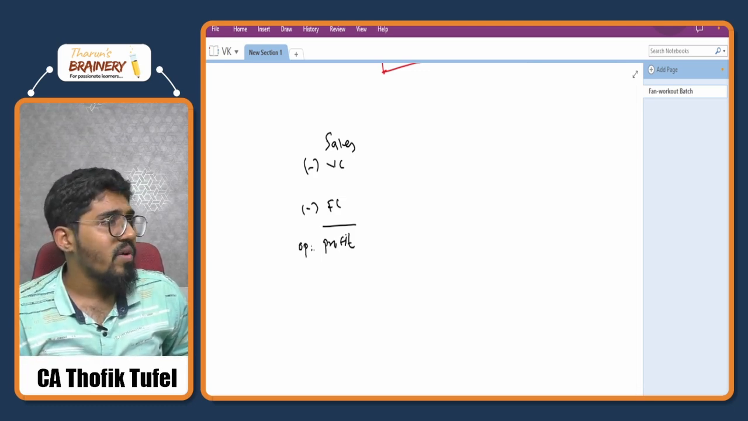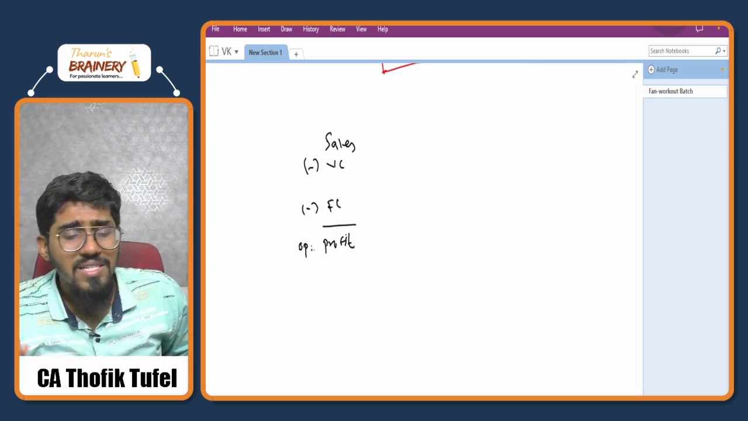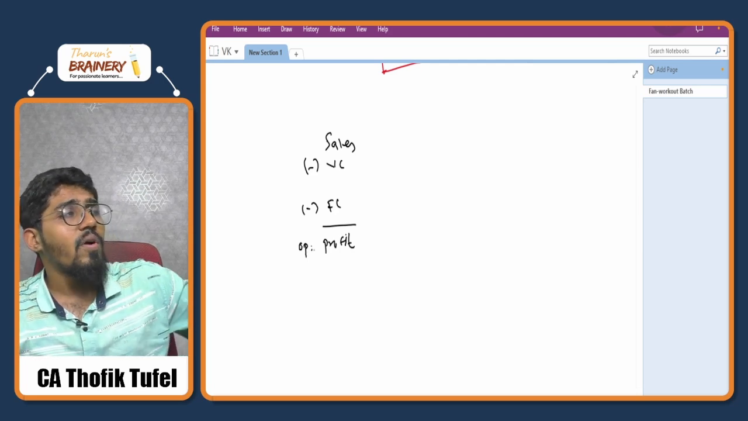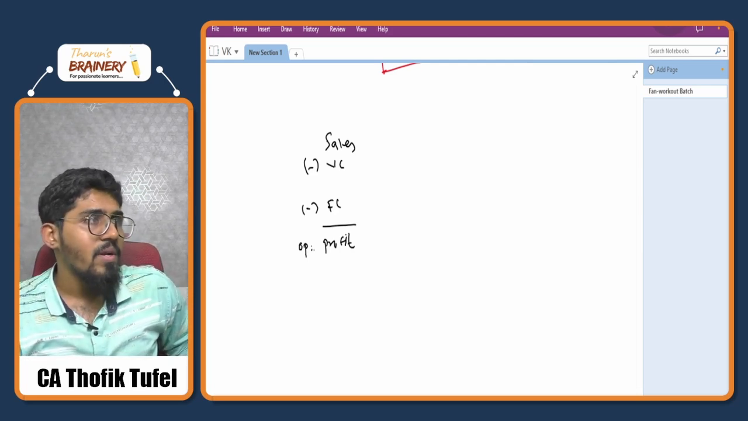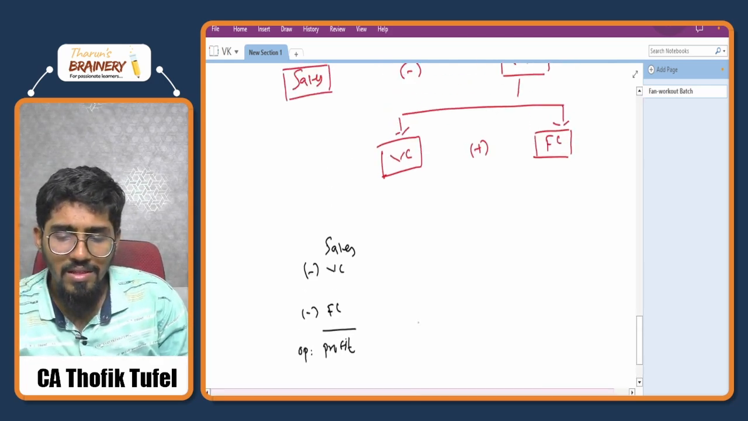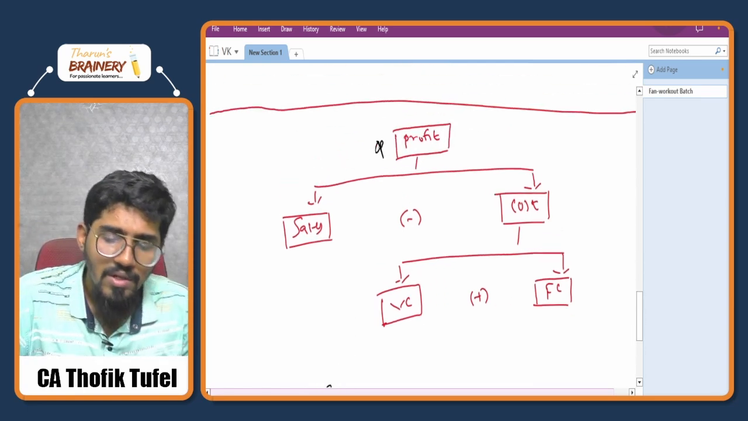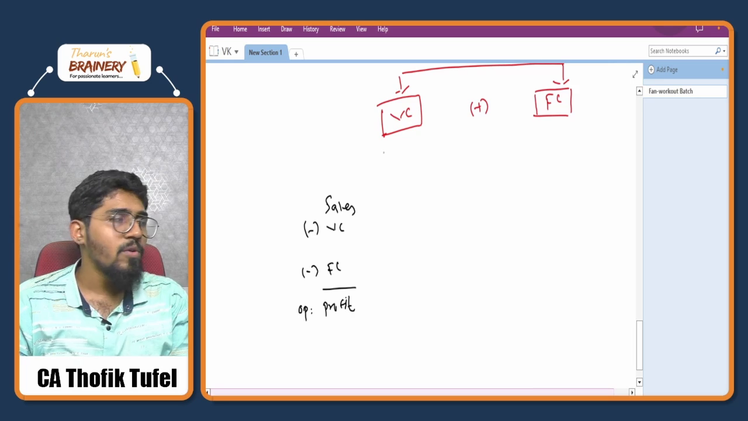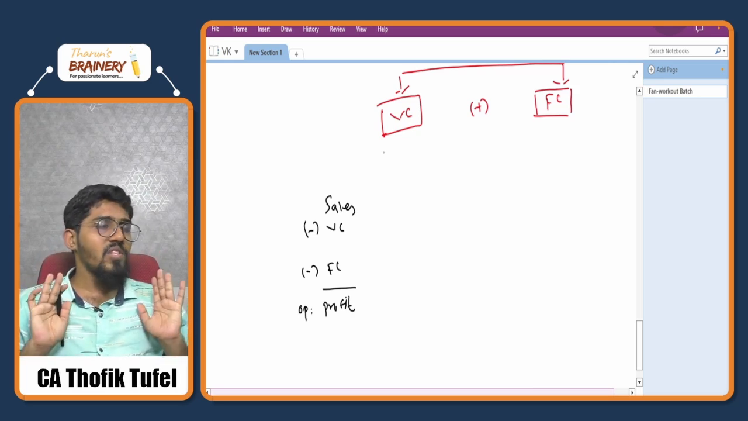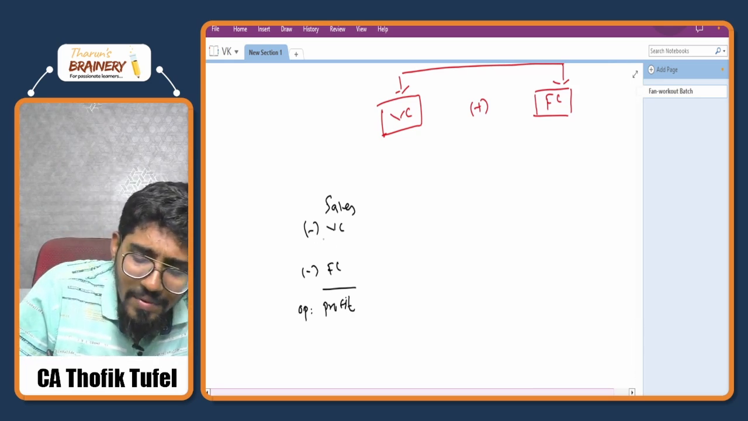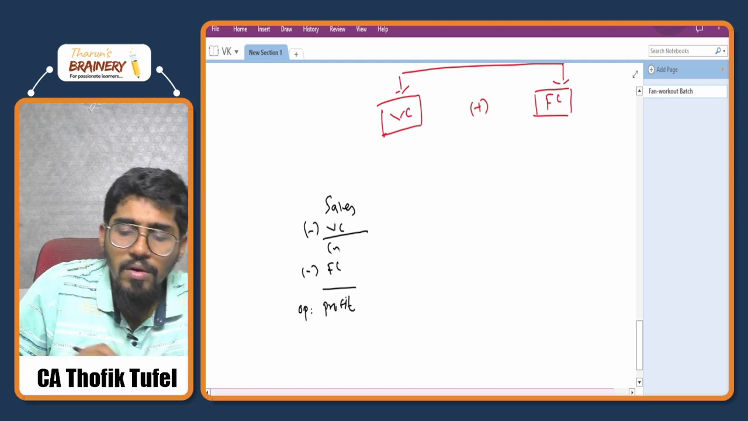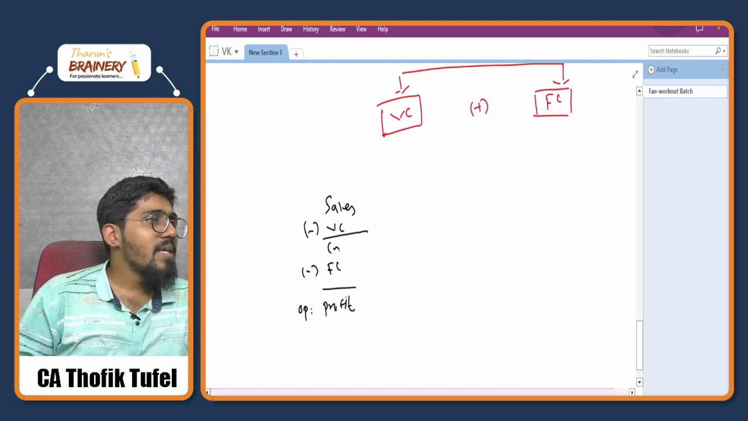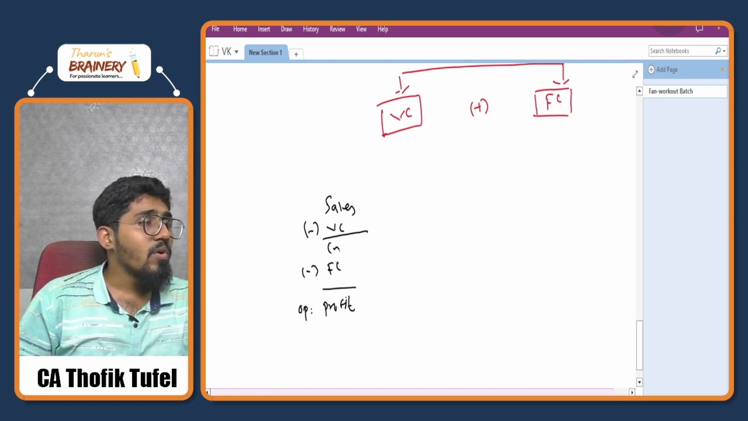No operations, no profit. Correct? So the sales is also an operation. The cost for the operation gives my operating profit. Sales minus cost, this is nothing but your operating profit. So it's the same thing: sales minus variable cost minus fixed cost is equal to operating profit. Now sales minus variable cost, I'm giving a name, contribution.